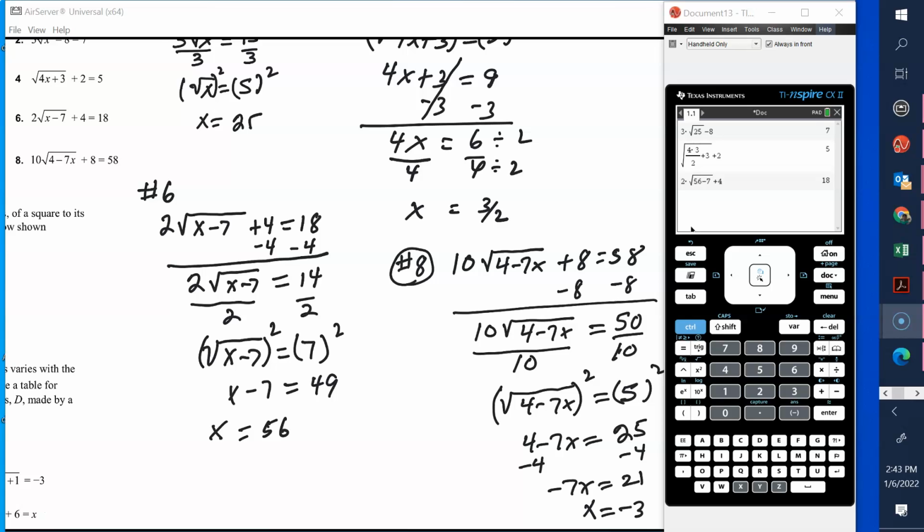To check this answer, we're going to substitute. So we have control x squared. Once again, I forgot to put the 10. 10. 4 minus 7 times negative 3. Don't forget the negative. Plus 8, and we should get 58. Yep.